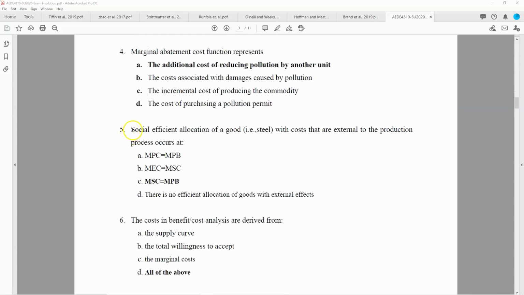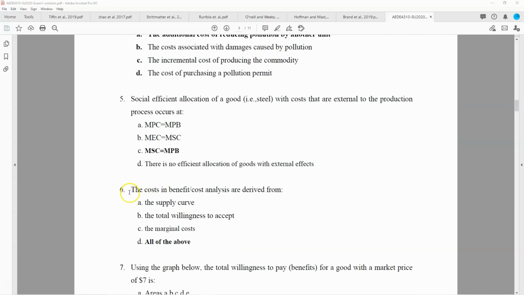Question 5. Social efficient allocation of a good with costs that are external to the production process occurs at. So for this one, we need to find the conditions of the social efficient allocation. The social allocation is efficient or is optimal when we have the marginal social cost curve equal to the marginal private benefits curve. So the condition should be C.